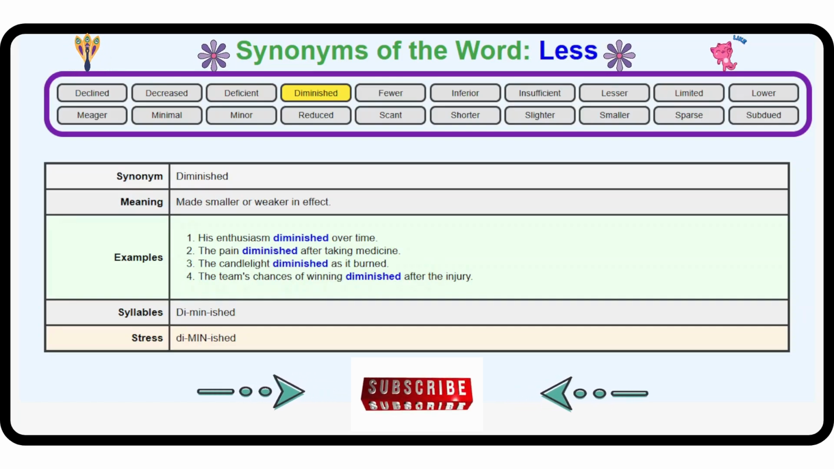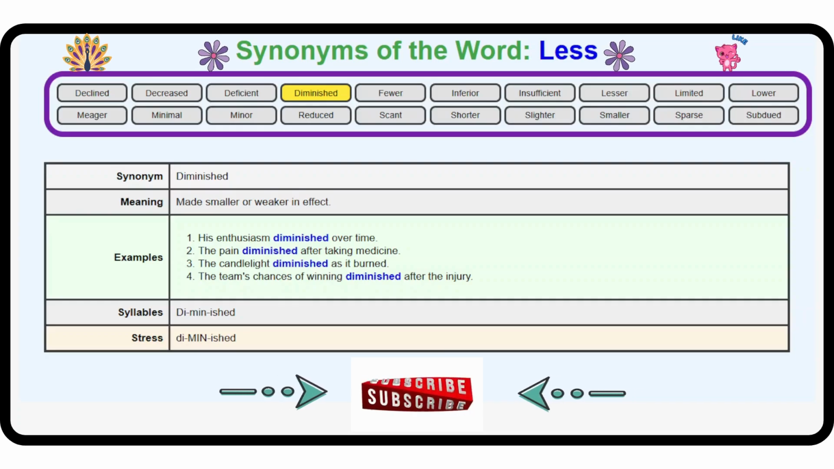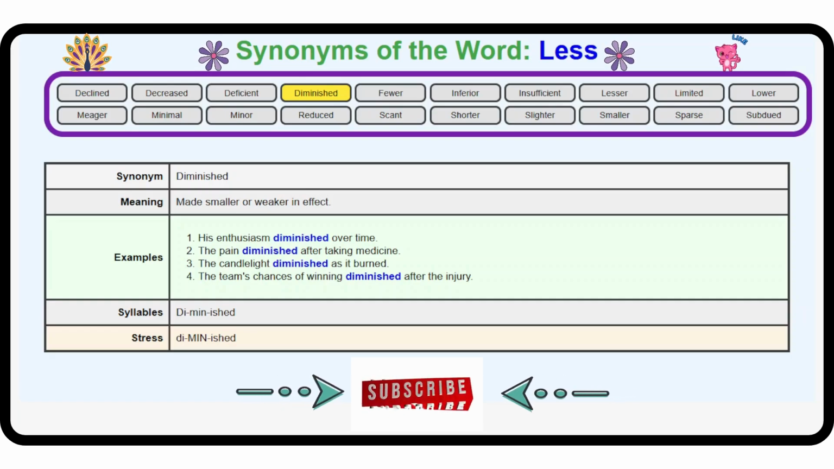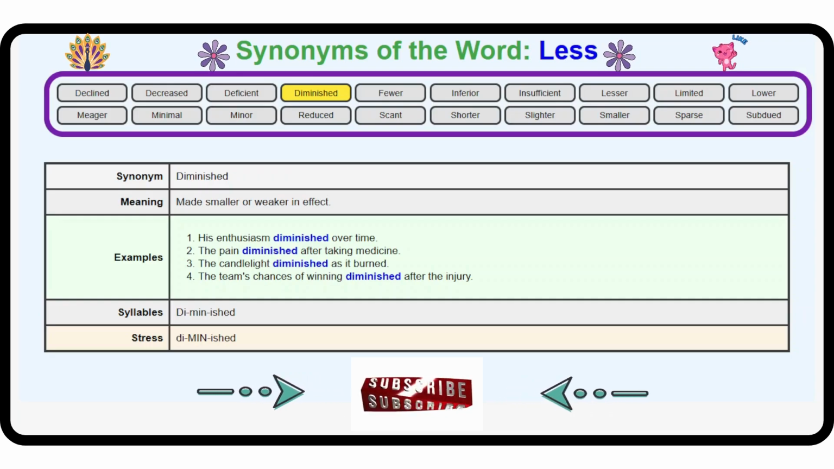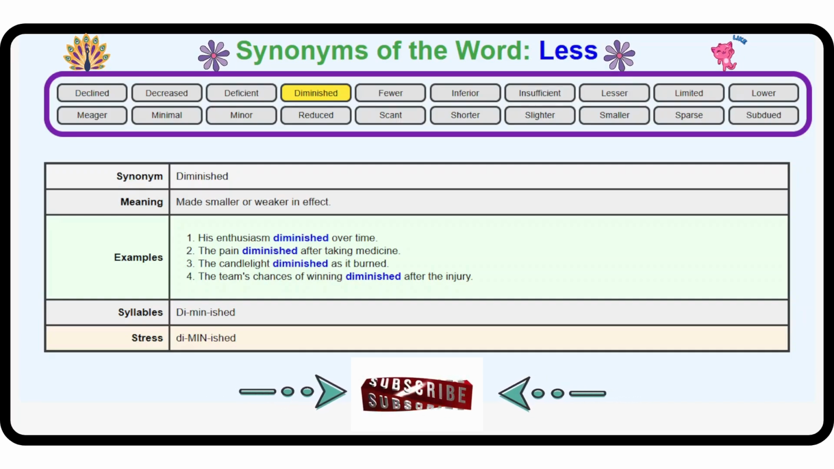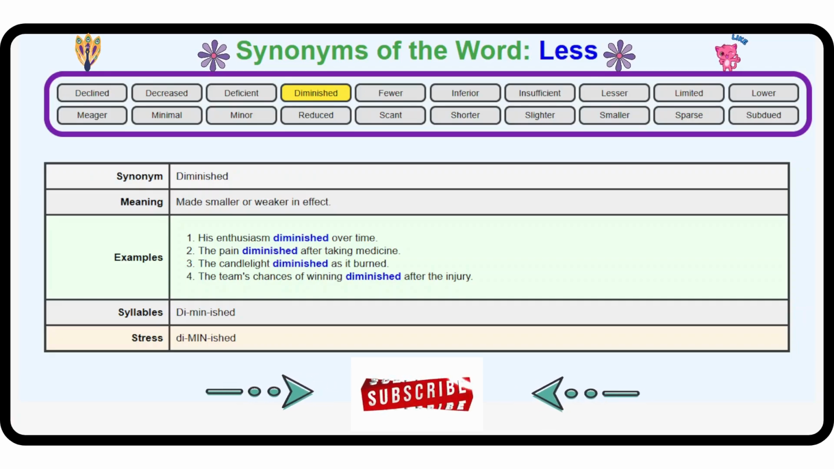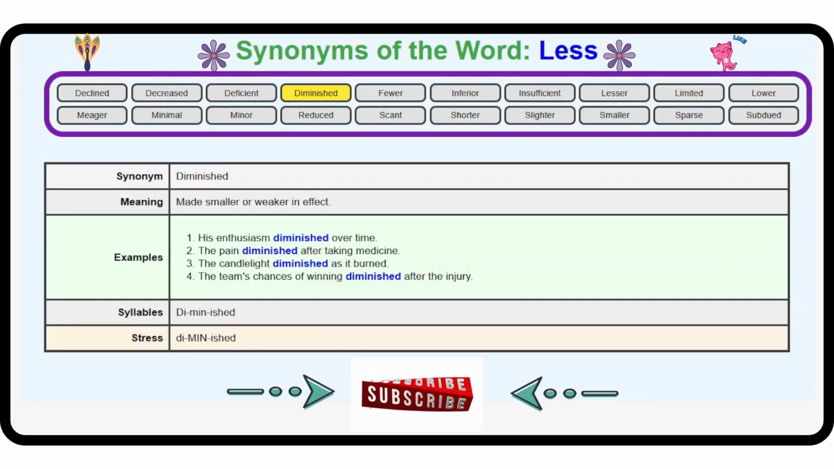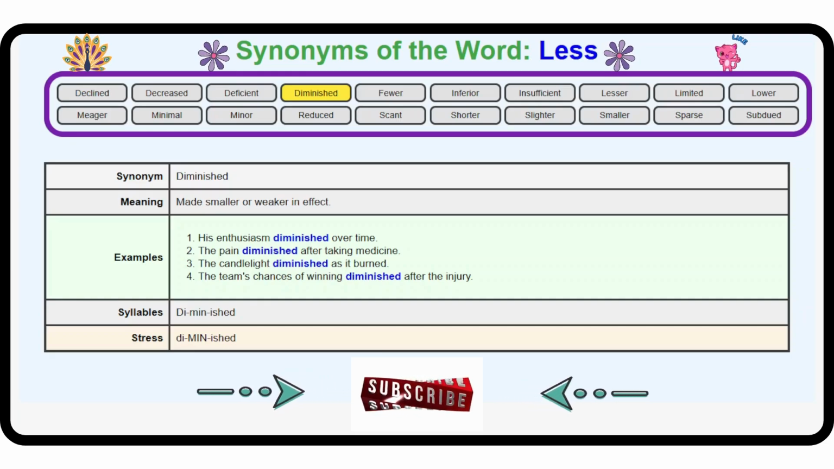Synonym, diminished. Meaning, made smaller or weaker in effect. Example 1, his enthusiasm diminished over time. Example 2, the pain diminished after taking medicine. Example 3, the candlelight diminished as it burned. Example 4, the team's chances of winning diminished after the injury. Syllables, diminished. Stress, diminished.